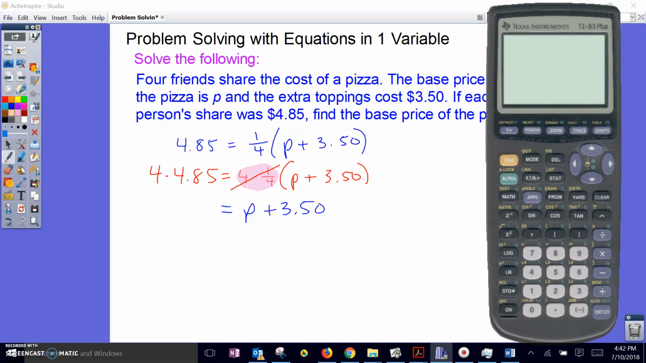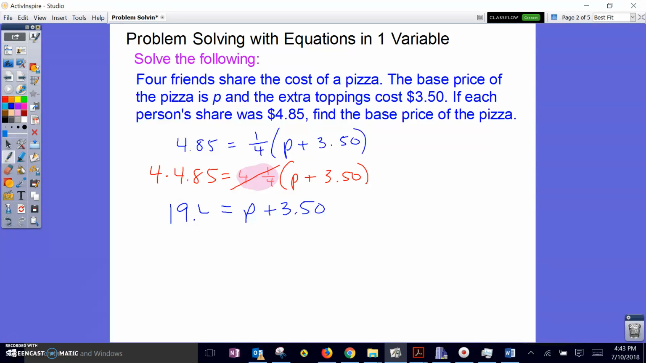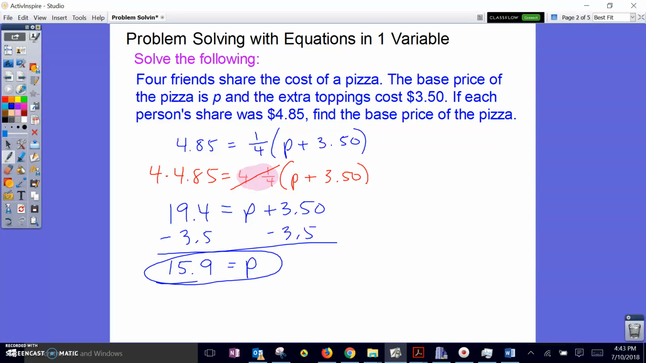So we go ahead and, hopefully my calculator cooperates, 4 times 4.85, 19.4. And then we're going to subtract 3.5 from both sides. And that gives us P equals 15.9. So now I need to take this answer and use it to answer the question.